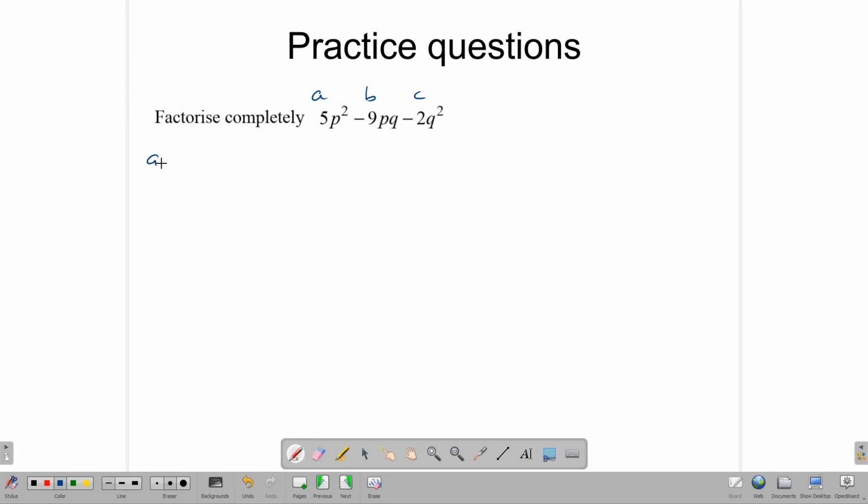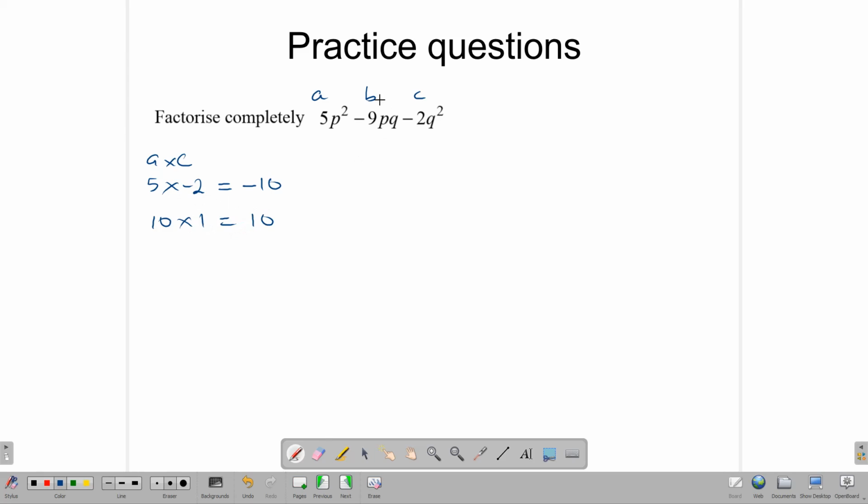So we're going to write down a times c, which would mean 5 times -2, and that gives us -10. Now, what are the other numbers that multiply to give us 10? There's just one more pair, which is 10 times 1. So 10 is either 5 times 2 or 10 times 1.